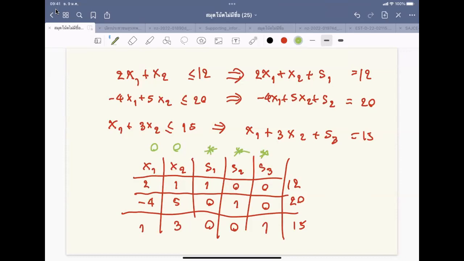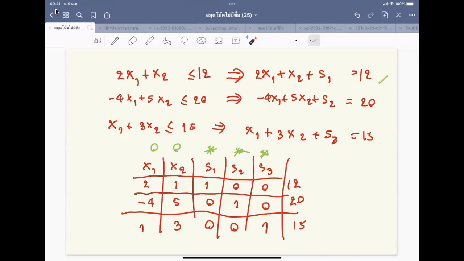And you can look at this expression. If x1 is 0, x2 is 0, we don't have to deal with these terms anymore because x1 is already 0, x2 is already 0. So s1 is 12, right? You see, this one is 12, because in this line we don't have s2 and s3, since the coefficient is 0.